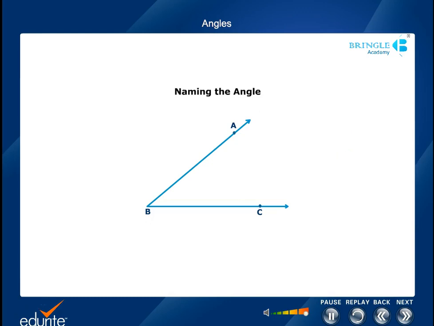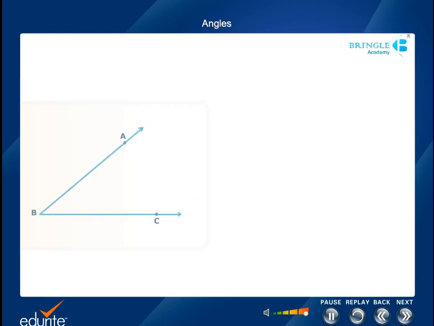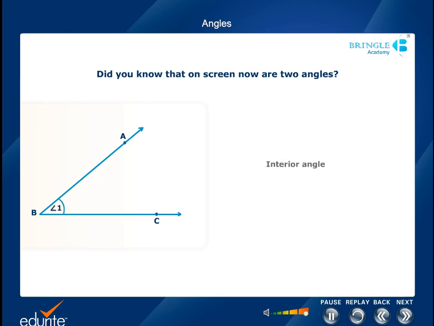Angles can also be represented by writing a number inside the angle close to the vertex as displayed. This is angle 1. Did you know that on screen now are two angles? Whenever an angle is drawn, two angles are formed. One of the angles formed is the interior angle, and the other one is the exterior angle. Here angle 1 is the interior angle and angle 2 is the exterior angle.